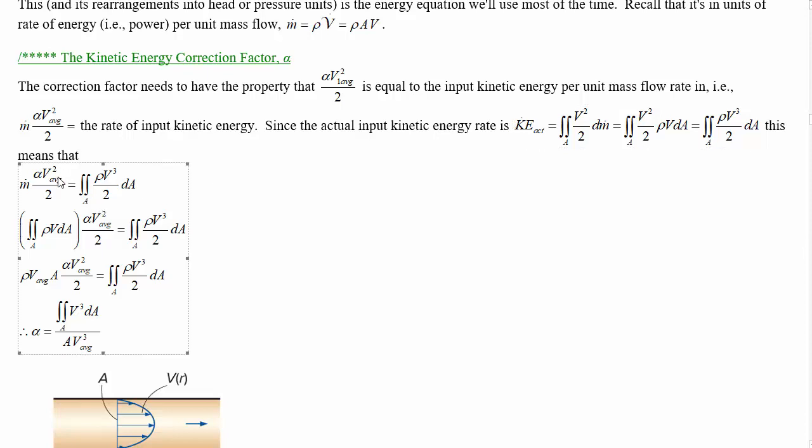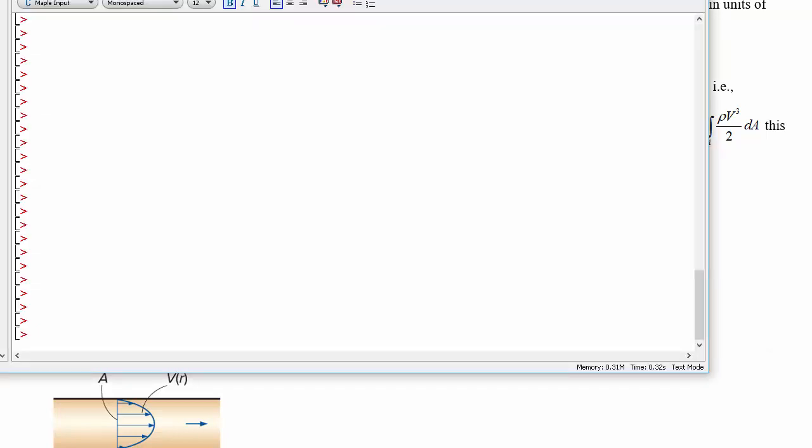So we did some work up here, and this is where the A was missing. If you integrate rho V dA, then you get rho times V average times A, and that lets you get a V average cubed there, but also an A. So alpha is equal to the integral of V cubed with respect to A divided by the area times the V average cubed, the average velocity all cubed. Now let's try this out. Let's try out this integral. You can do this yourself if you like.